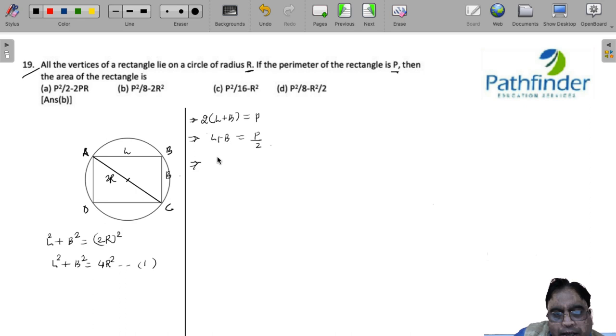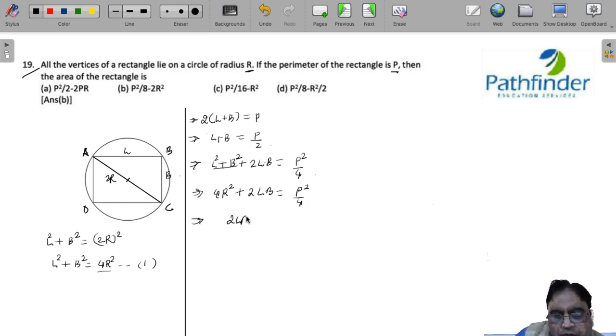If I square the above on both the sides, we'll get L square plus B square plus 2 times LB is equal to P square by 4. Now, instead of L square plus B square, can I write 4R square? Yes, we can write 4R square. So, 4 times R square plus 2 times LB must be equal to P square by 4.